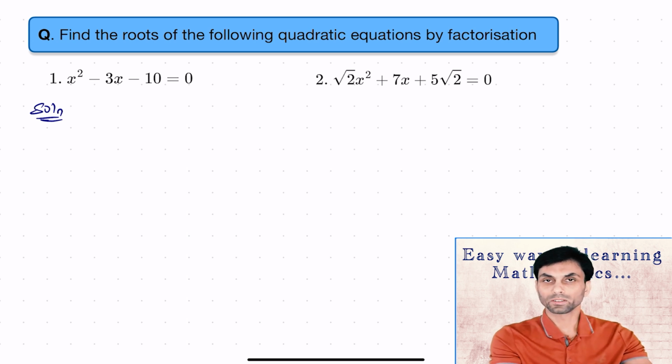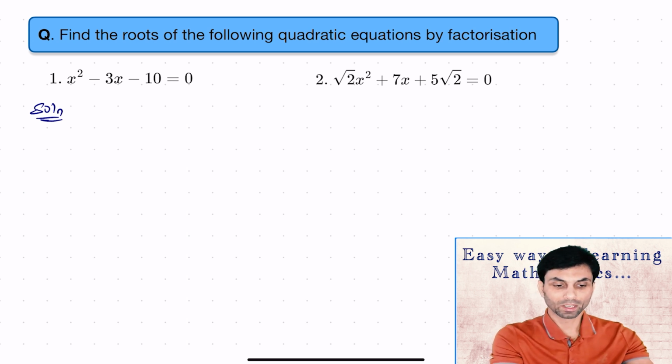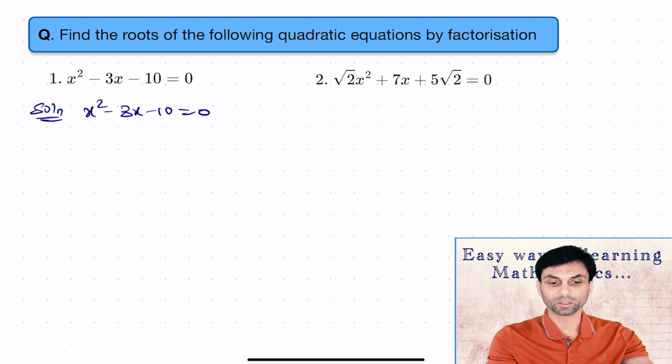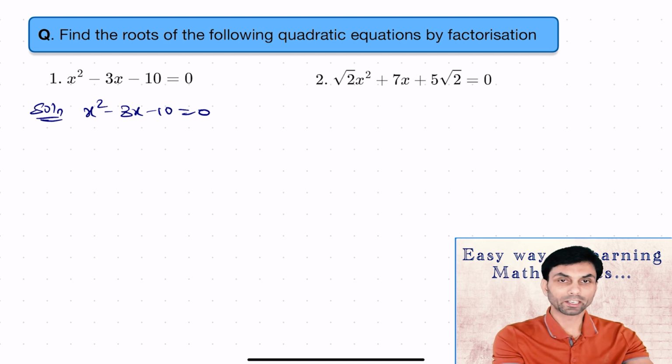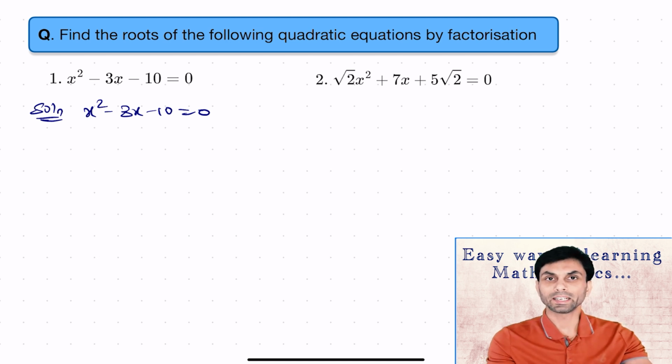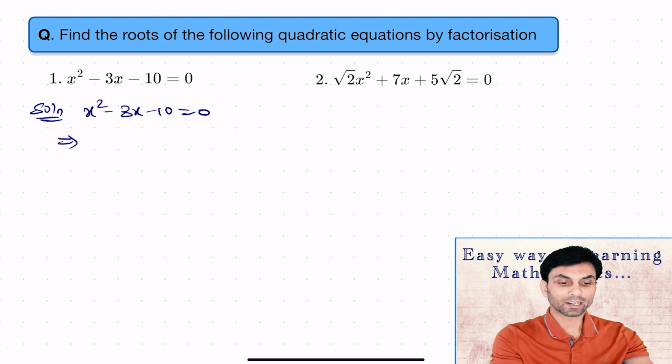So if you go with the splitting of middle term, this is x square minus 3x minus 10 equals to 0. We can take the product of 10 and 1, ignoring the sign for the time being. It will be 10 into 1, 10. Now 10 we can write as 5 into 2, as its difference is 3. So we can write the middle term as minus 5x plus 2x minus 10 equals to 0.